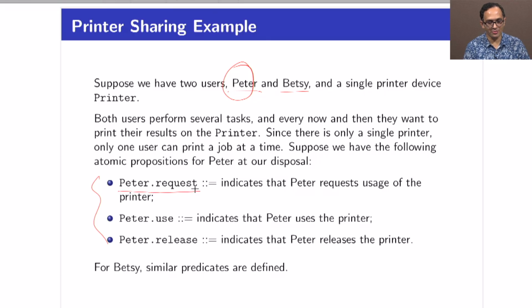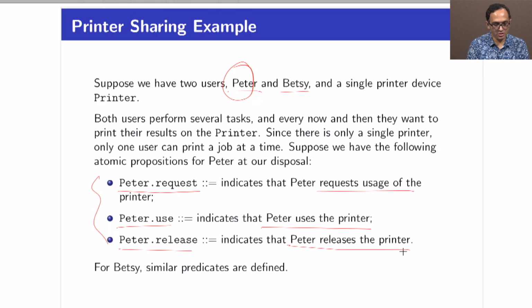One is Peter request, that means it indicates Peter requests the printer. I want to print something. Peter use means it indicates Peter uses the printer. It's actually the printer is now printing the document of Peter. And Peter release indicates that Peter releases the printer. So his printing job is done and he releases, making the printer available.